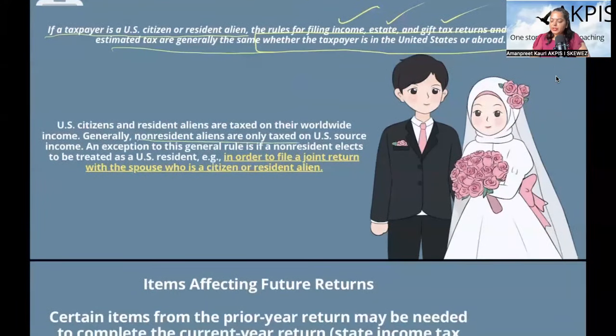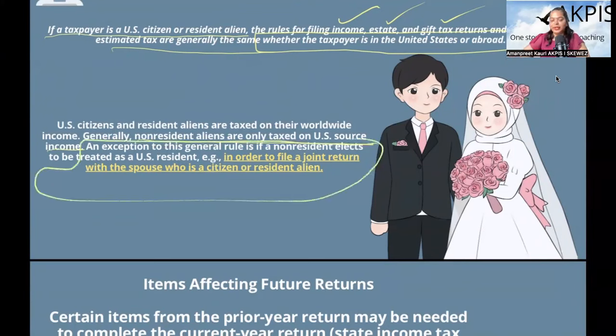Generally, non-resident aliens are only taxed on US source income. If you are not a resident, but rather a non-resident, you're supposed to pay taxes only on income earned in the United States of America or any business connected with the US. You, being a non-resident, are not supposed to pay tax on your entire worldwide income, but only on income connected with the US, right? But now this is an important thing.